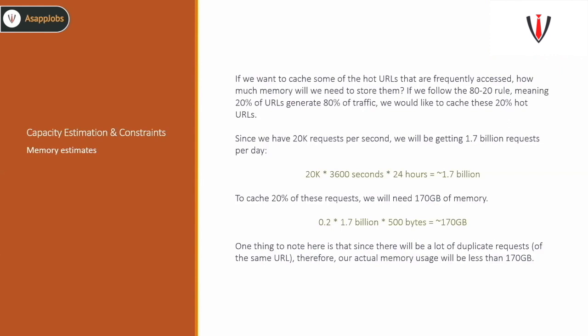If you go ahead with that assumption, considering you have 20K requests per second, we'll be getting 1.7 billion requests per day. And if you want to cache 20% of these requests, we will need around 170 GB of memory, right? The thing you need to note here is that a lot of these requests might be duplicates, so the usage will be way lesser than 170, but it's still good to have a higher number. So these are some of the estimates. We thought about traffic, storage, and memory. It's good to talk through your estimates, have these mental pictures in mind, and think about what they mean.